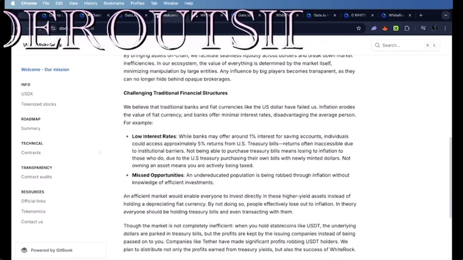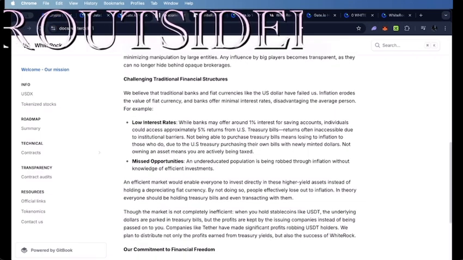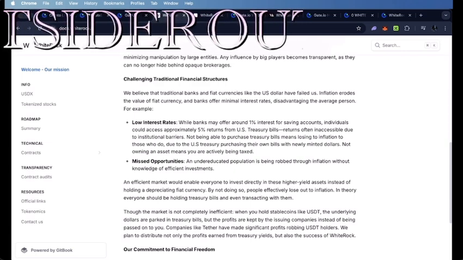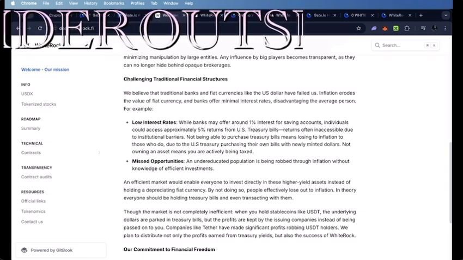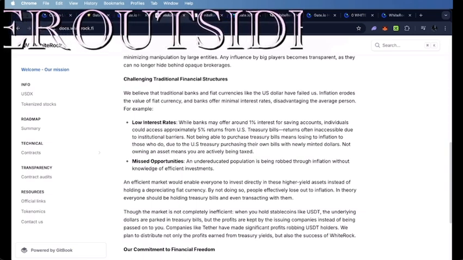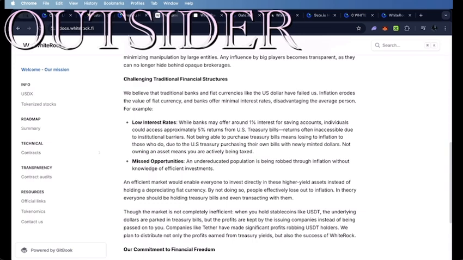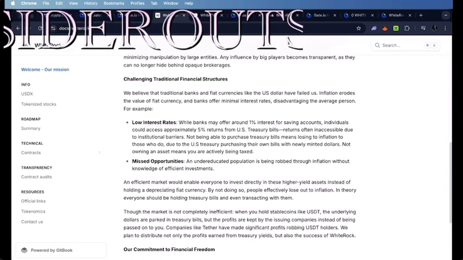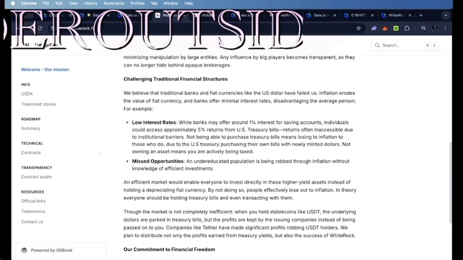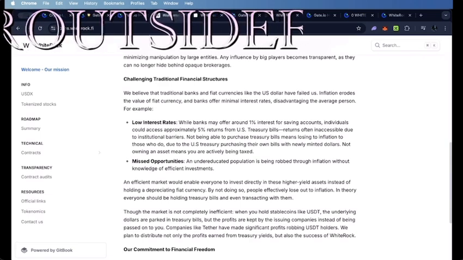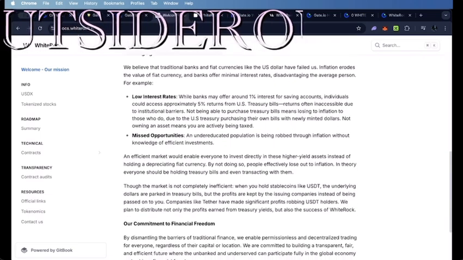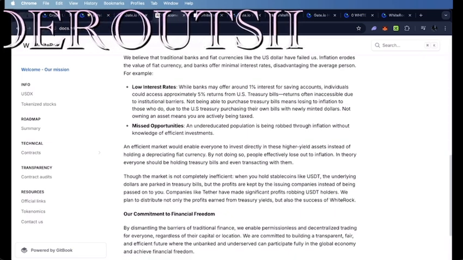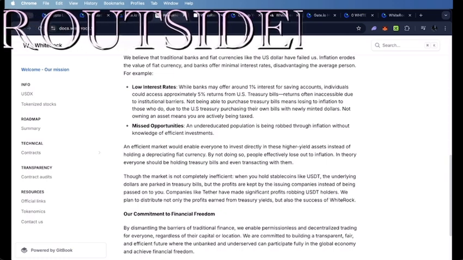For example, while banks may offer around 1% interest on savings accounts, individuals could access approximately 5% returns from United States Treasury bills. Returns often inaccessible due to traditional institutional barriers. Not being able to purchase treasury bills means losing to inflation to those who do. Due to the United States Treasury purchasing their own bills with newly minted dollars, not owning an asset means you are actively being taxed.